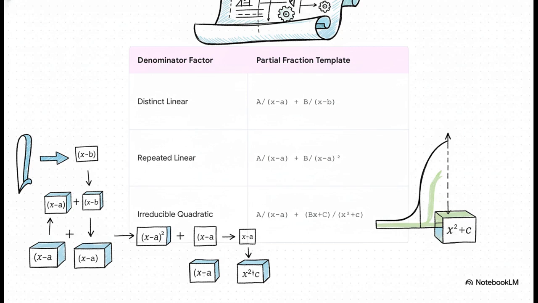You need a term for every single power up to the one you have. So, one for x minus a and another for x minus a squared. And finally, case 3. You have a quadratic that you just can't factor any further. Well, its numerator is going to be a linear term, bx plus c. That's it. You just follow the template for whatever factors you end up with.